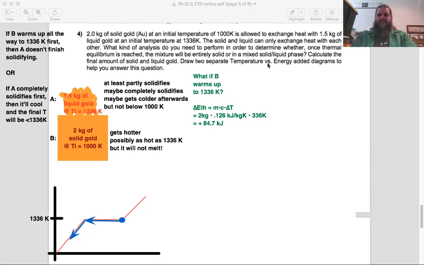Yeah, delta M times delta H. That is how much of the mass changes phase times the latent heat of gold melting. And for delta M, we should use the mass of the higher energy phase, which in this case is liquid. How much liquid do we start with, and how much liquid are we assuming we end with?